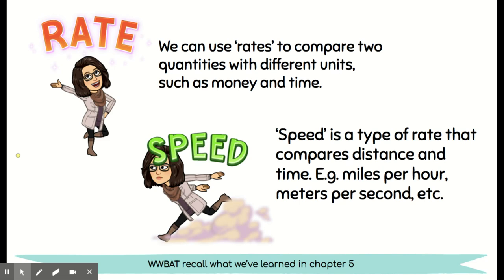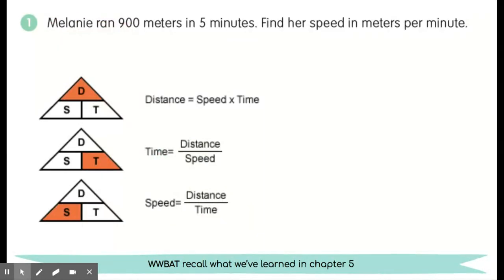Now that we have gone over different types of rates, we know that we can use rates to compare two quantities with different units, such as money and time. Now we are going to jump ahead to speed, which is also a type of rate that compares distance and time. For example, miles per hour or meters per second, and so on.